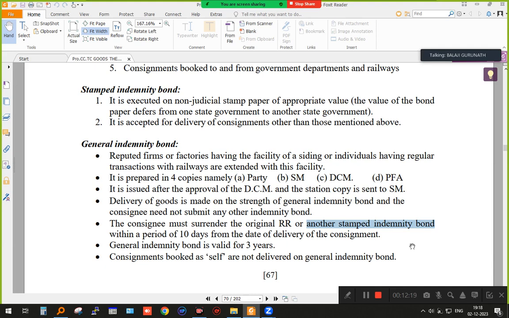You understood that? Now this GI bond which the railway has given is itself valid for 3 years. There is a difference between the previous line and this line. This जनरल इंडेमनिटी बॉन्ड का जो अग्रीमेंट है वो 3 साल तक चलेगा, मगर डिलीवरी लेने के टाइम पे जब वो आरआर नहीं दे पाए, उसको 10 दिन के अंदर एक नया इंडेमनिटी नोट देना पड़ेगा, वो भी स्टैम्प्ड है.